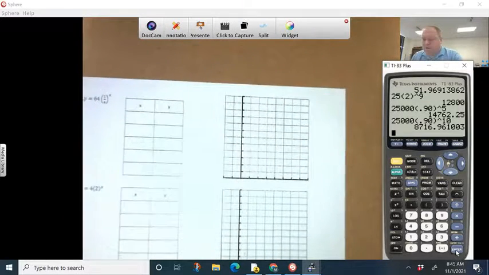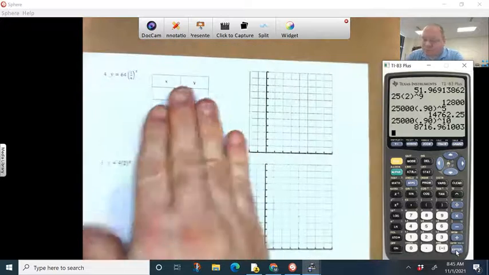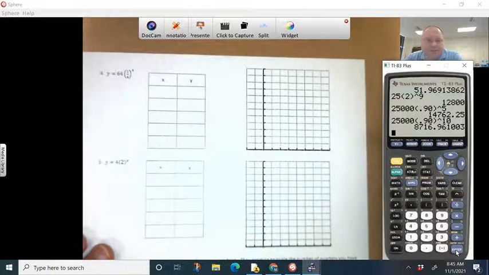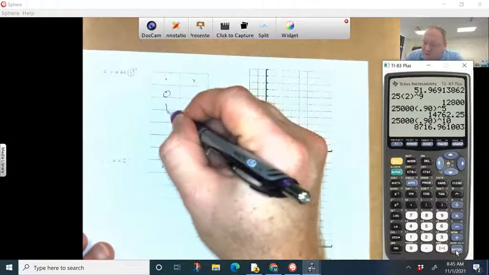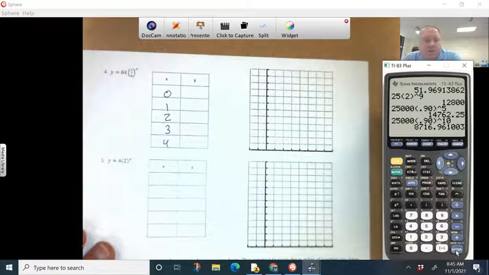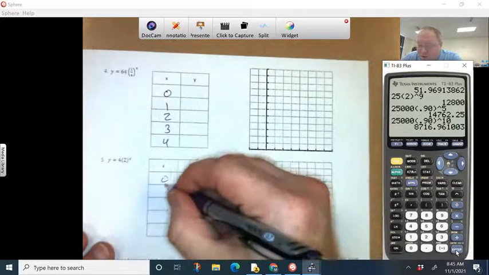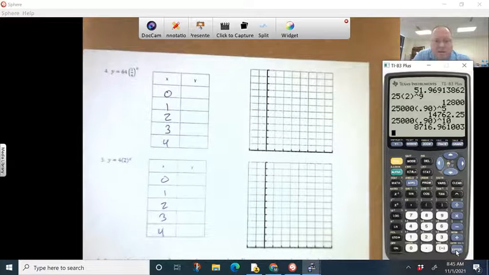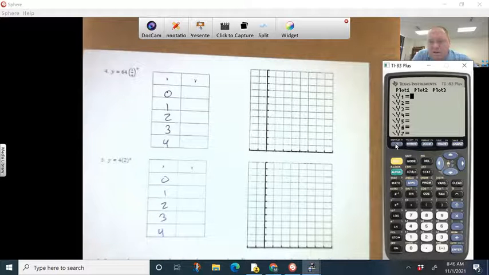All right, so first things first, I have my table here. I need to find the points. So I'm just going to label them 0, 1, 2, 3, 4. You might as well do that for the next one as well. And what I'm going to do is use a feature on the calculator that is really helpful in this situation. It's called the table feature.